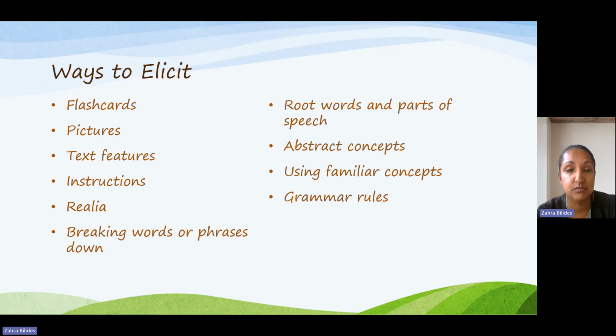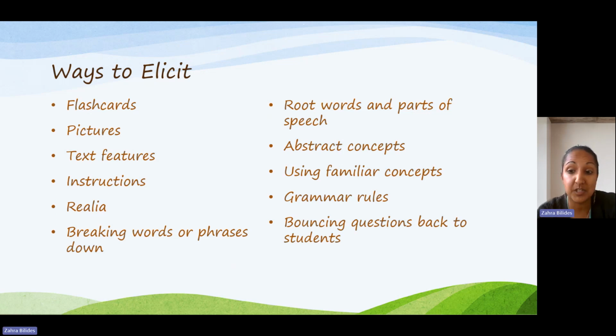When eliciting grammar rules, you could give learners a text with the grammar being used in context and elicit from them what the rule is, elicit the examples from the text, whether they think it's positive or negative or singular, plural, past, present, future. It can all be elicited from the context of an example, so that you don't have to tell them the rule so much.